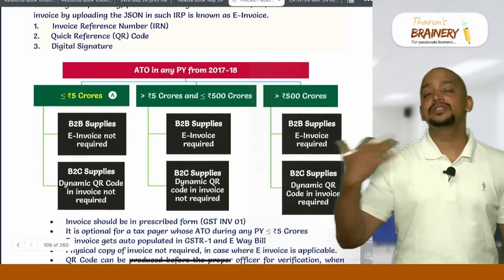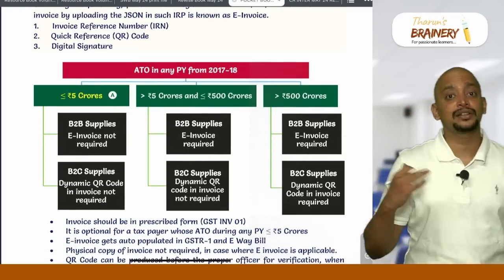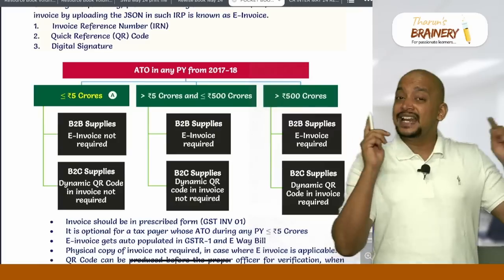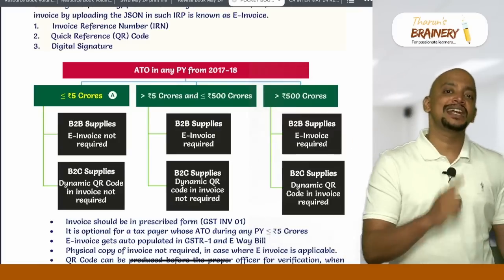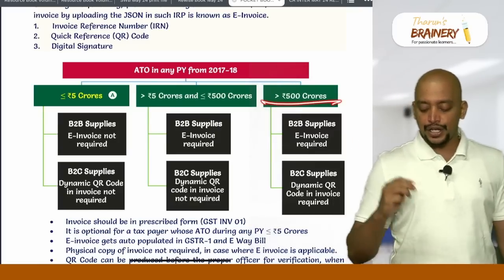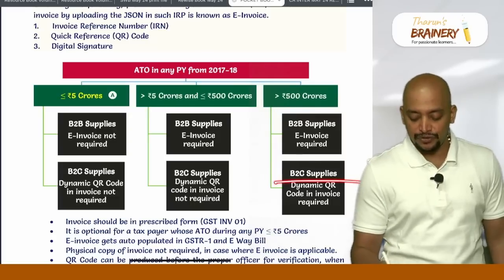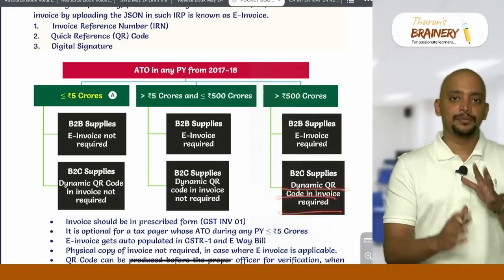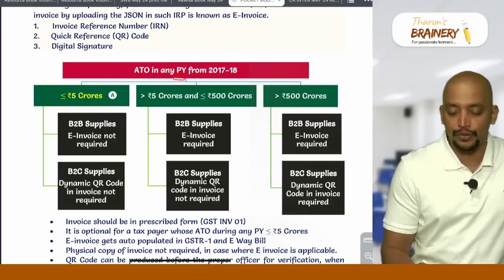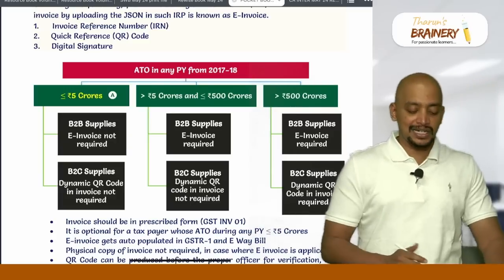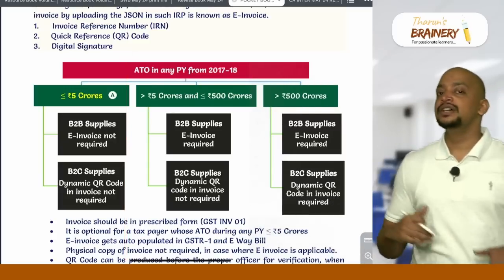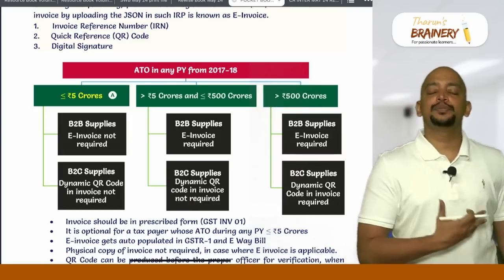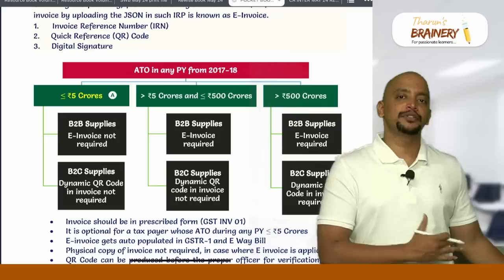In case of B2C supplies, that is supply to an unregistered person, that too if my aggregate turnover in any previous year from 2017-18 exceeds 500 crores. So then only dynamic QR code will be applicable. So for B2C supplies only, dynamic QR code in the invoice is required. So from this what we can understand, if my aggregate turnover during any previous year from 17-18 does not exceed 5 crores, so neither E-invoice for B2B supplies nor dynamic QR code for B2C supplies.